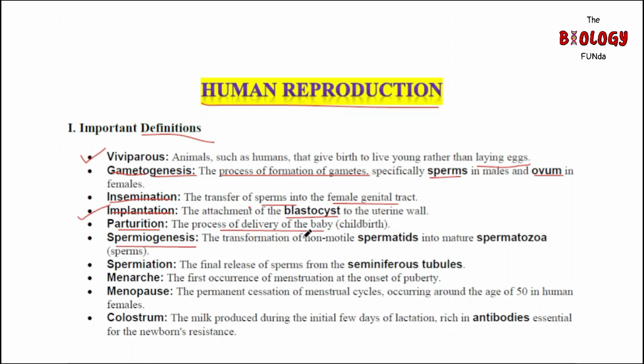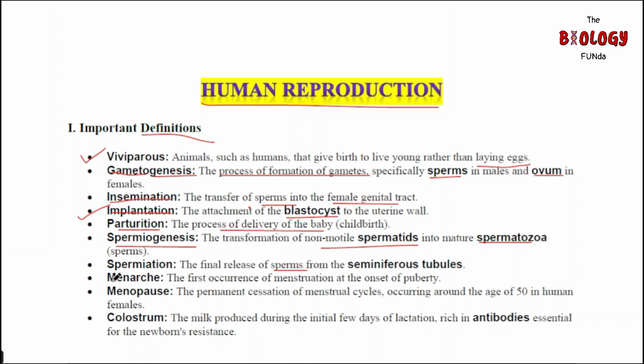Spermiogenesis means transformation of non-motile spermatids into the mature spermatozoa or sperms. Spermiation means the final release of sperm from the seminiferous tubules.